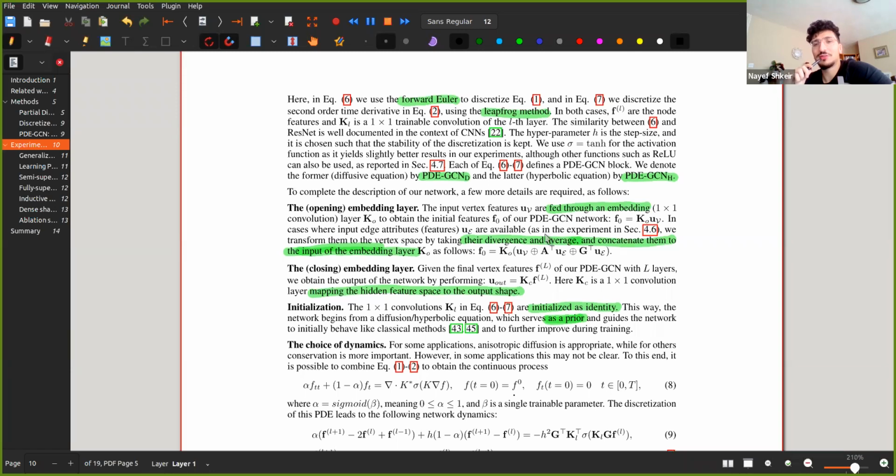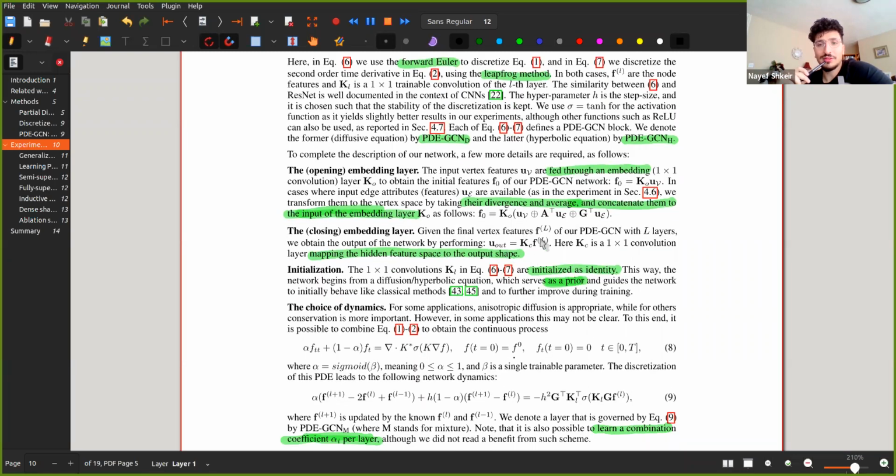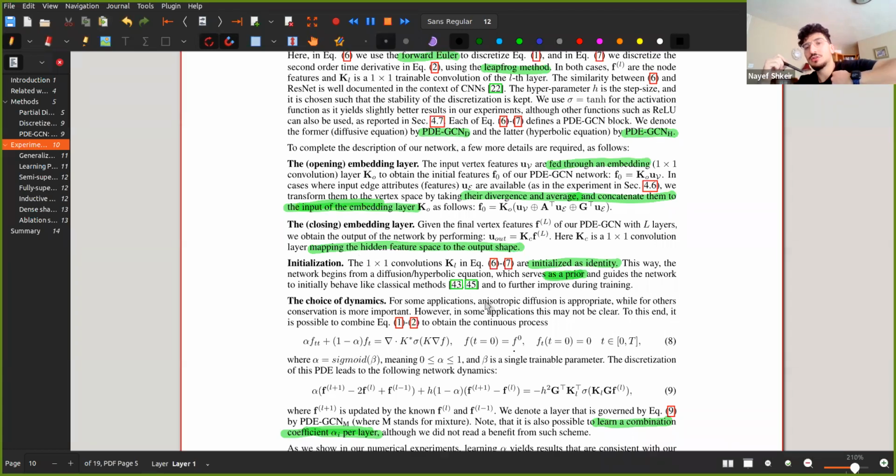I'm not exactly 100% sure how they came up with this form here, but I guess it makes sense, because the divergence is a mapping from edge to vertex. And in your output layer, you have your vertex features, and then your final convolutional layer mapping your hidden feature space into your output feature space. They initialize the convolutions as identity, and they call it a prior to your model. It makes sense, right? Because you initialize as just the PDE itself, and then you let this kernel vary as you train the model. So you're maybe looking at dynamics slightly different from the original diffusion or hyperbolic equation dynamics, but it still works.